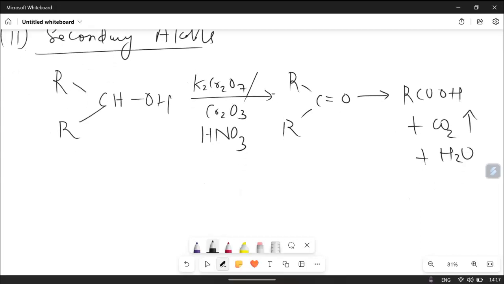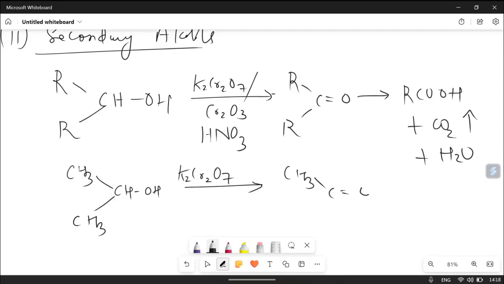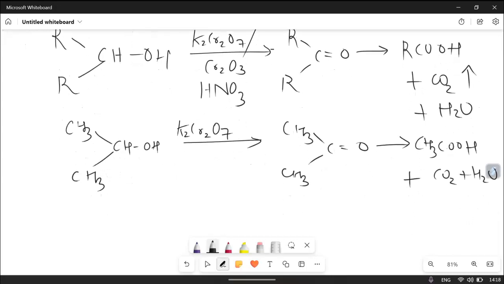Okay, so you can write down the example. Suppose you have CHOH CH3 treated with K2Cr2O7. It will form CH3C double bond OCH3, and further oxidation gives CH3COOH plus CO2 plus H2. So these are the reactions, and 3 degree will form acetone. So remember it, 3 degree will form acetone.